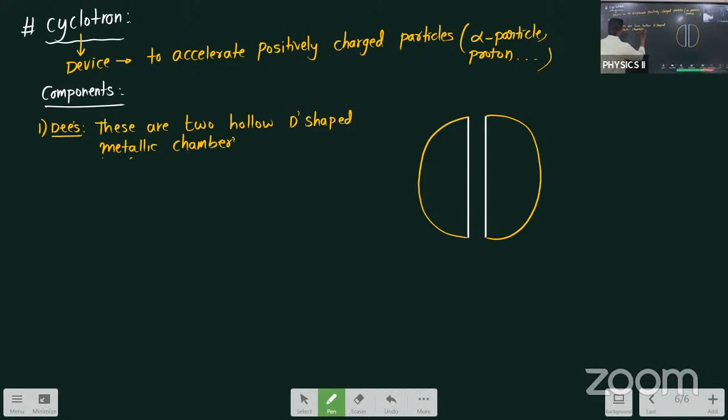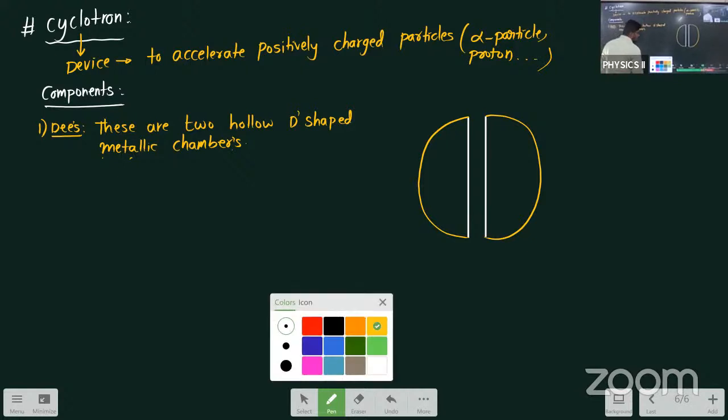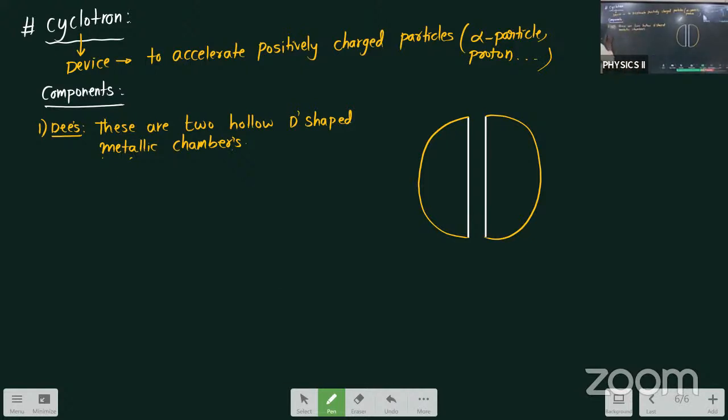Why are we using a cyclotron? It is a device which is used to accelerate charged particles. We are discussing the first component, the Ds, which are nothing but two hollow D-shaped metallic chambers. Let us see the second component, which is the vacuum chamber.